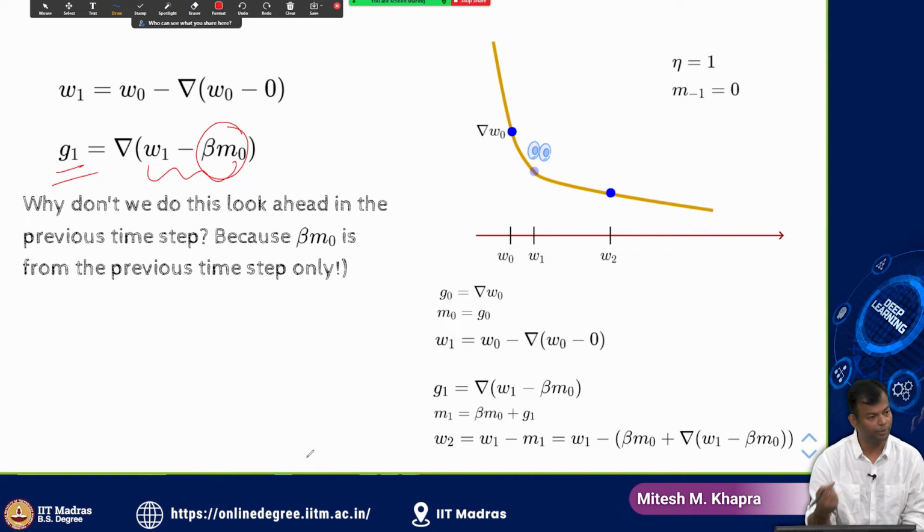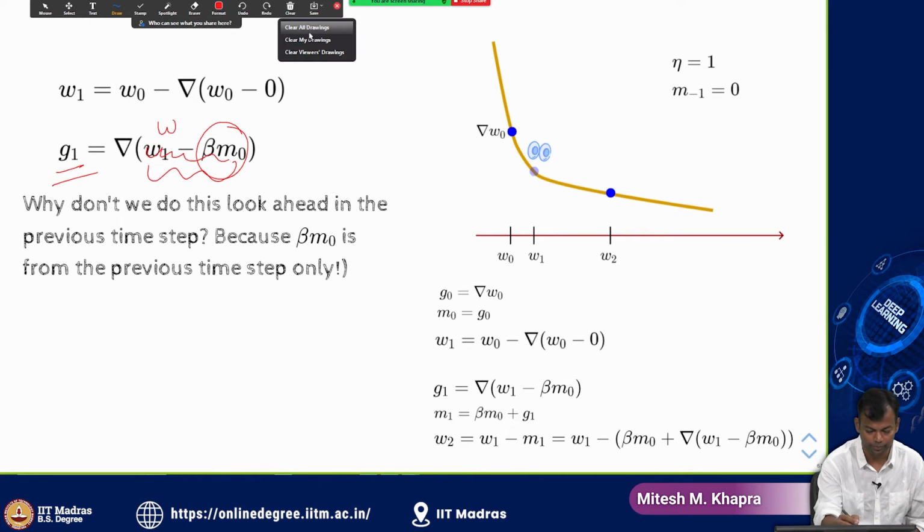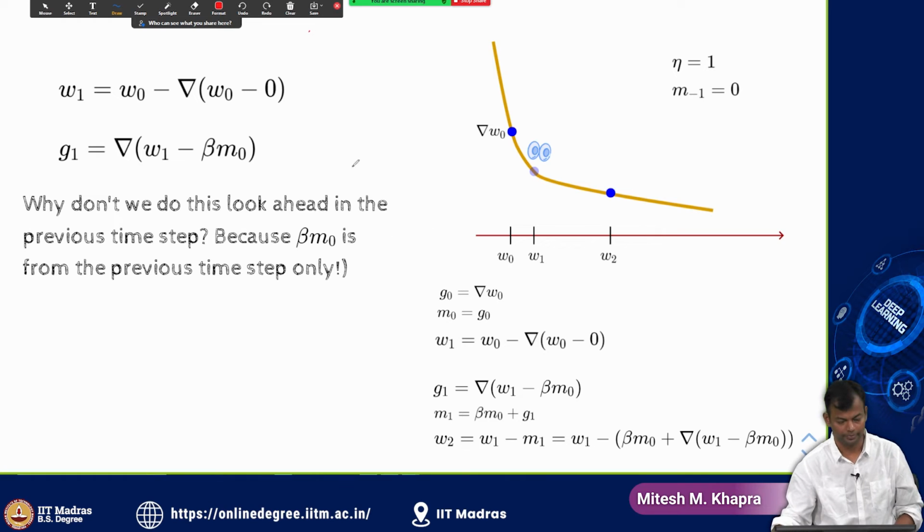Because that was already computed at the previous time step. Could I have done something at the previous time step and got an effective value of W which had already encompassed this beta m naught movement, and then whatever W I get here, I just compute the gradient of that, right? So I'm doing the look ahead in advance and then sending it to the next time step. That's the idea that we want to get to. Is it making sense?